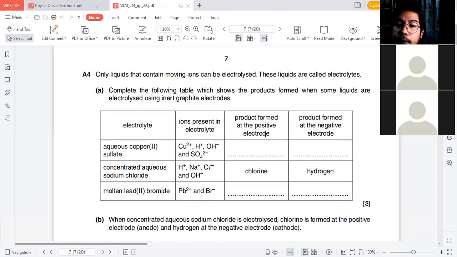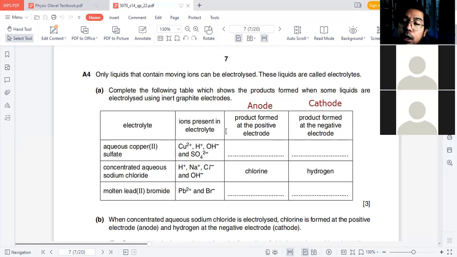Remember, the positive electrode attracts the negative ions. So this positive electrode is the anode. And the negative electrode attracts positive ions. So that's the cathode. Now remember, the discharge of an anion depends on the concentration, and the discharge of a cation depends on the reactivity series.